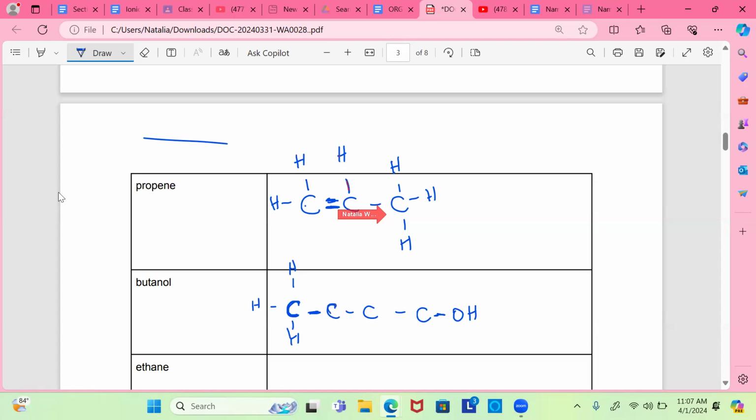This carbon here is bonded twice. So how many H's should I put on? 2. This carbon here is bonded twice. So I'm going to go ahead and put on 2 hydrogen. And the last carbon is also bonded twice. So I put on 2 hydrogen. That's clear? Yes, miss.